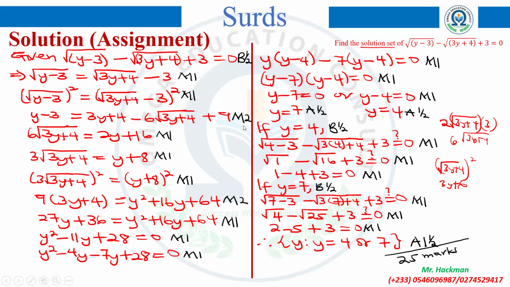So if you're able to do this, you get what? M2. Okay, when you get here, you get M2. Then after that, you can see that after squaring, please, are you following? My professors, are you following? Yes. Okay, so you can see that after squaring, you still have a third term involved because you can see a square root still in play.